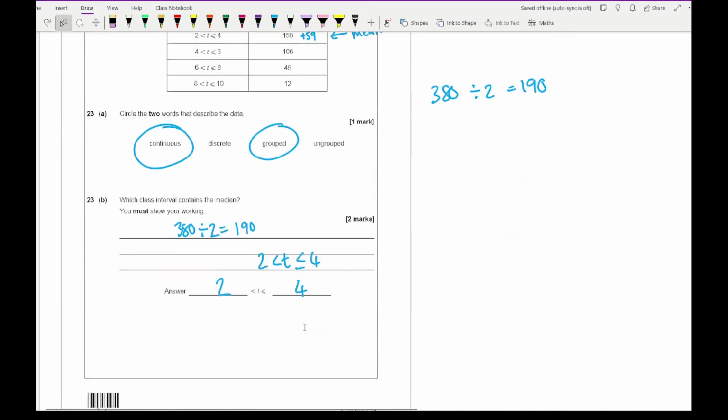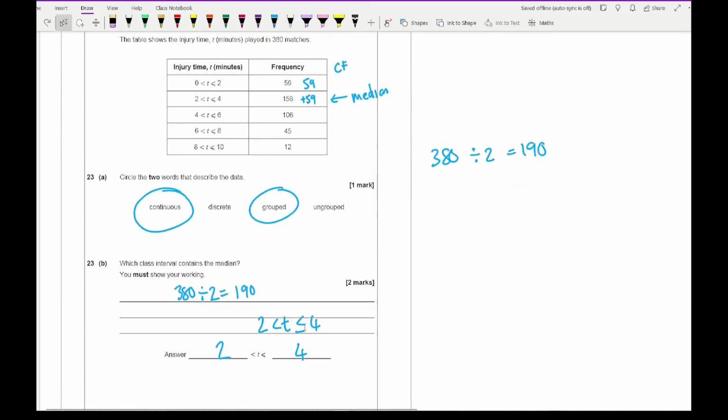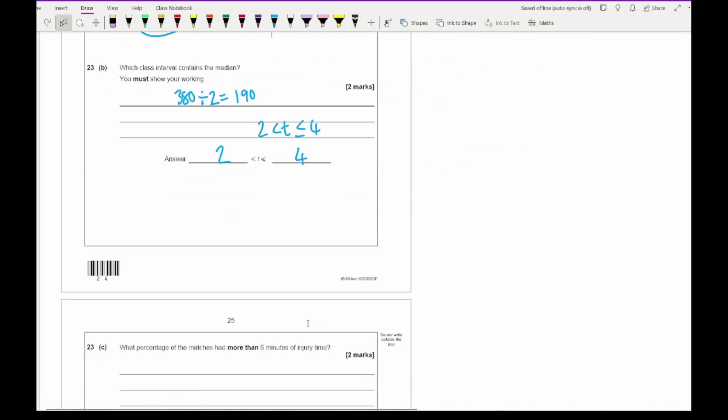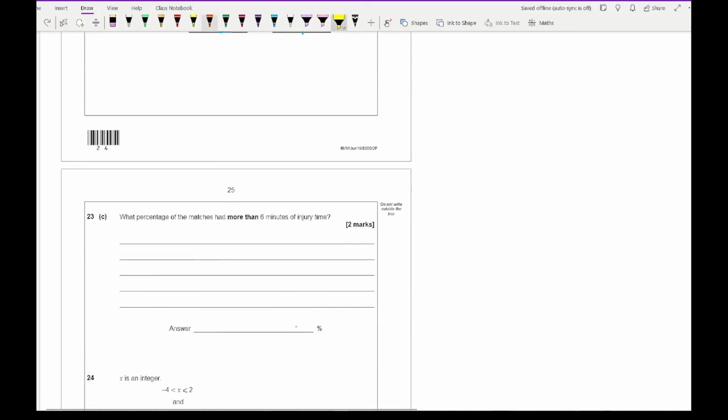Where have we gone? Here. So in terms of these two numbers, I need to add those two numbers up. So 12 plus 45. Let's just do that. 12 plus 45 is 57.